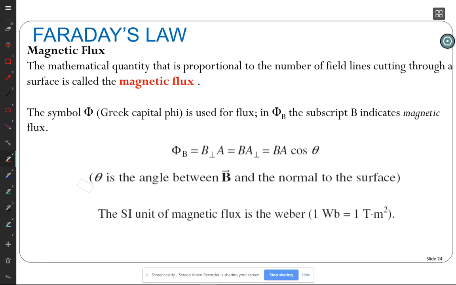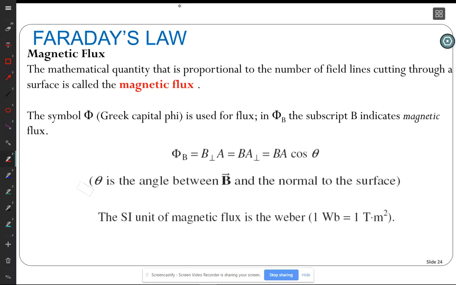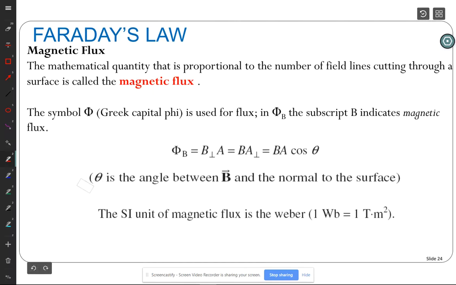So units. We have a special unit. I don't know what that rectangle is, but it's a leftover from something I did silly. We have special units for the magnetic flux. Its units should be Teslas for magnetic field strength and meters squared for area. And so we define a Weber as a Tesla times a meter squared.